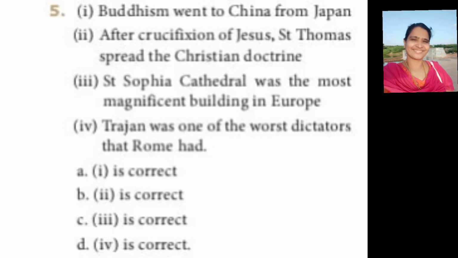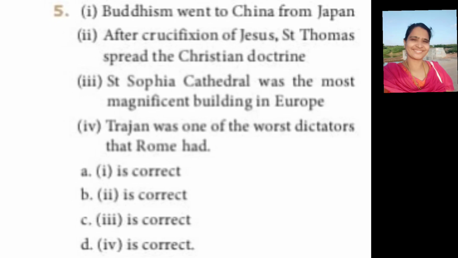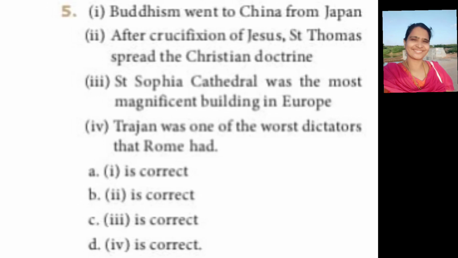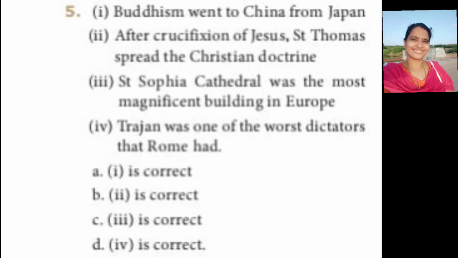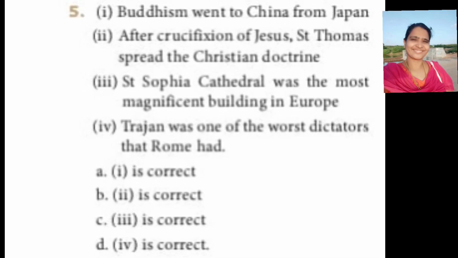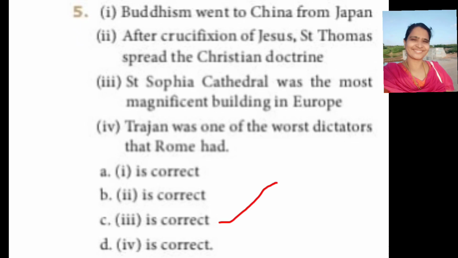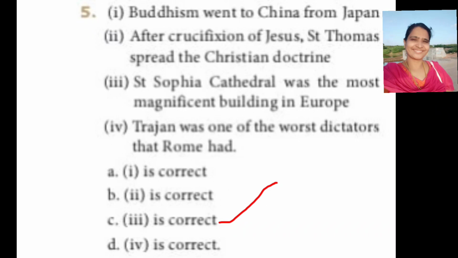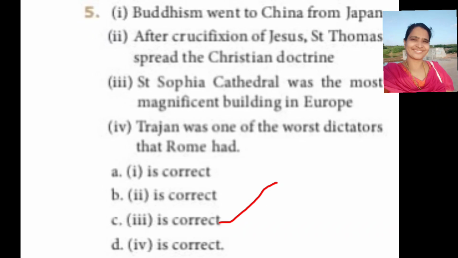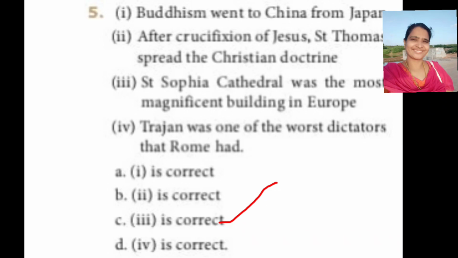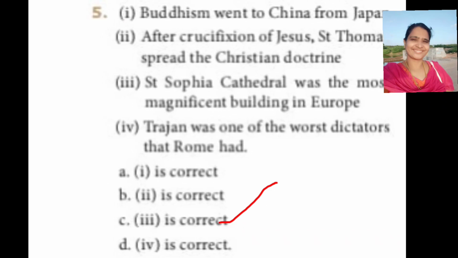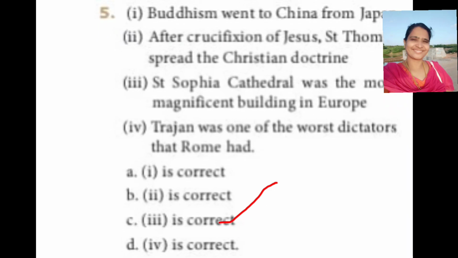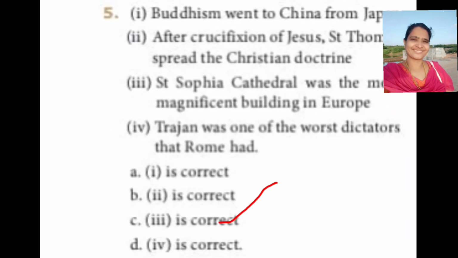Fifth question, children. Buddhism went to China from Japan. Second one, after crucifixion of Jesus, St. Thomas spread the Christian doctrine. Third one, St. Sophia Cathedral was the most magnificent building in Europe. Fourth one, Tarquin was one of the worst dictators that Rome had. So which one is right? Option A is first one is right. Option B, second one is right. Option C, third one is right. Option D, fourth one is right. Option C is right. St. Sophia Cathedral was the most magnificent building in Europe. Already we studied, no? Okay, children.